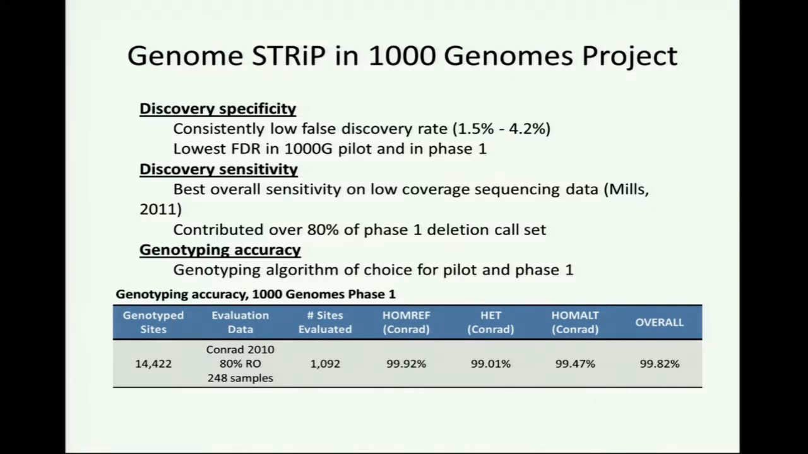We're not perfect, but in phase 1 of 1,000 genomes, about 80% of the deletion call set was called by Genome STRiP. A lot of variants were called by multiple algorithms, but if you did the Venn diagram, 80% of the total was called by Genome STRiP. And Genome STRiP was used to do all of the genotyping for large deletions in both the pilot and in phase 1 of 1,000 genomes. And our genotyping accuracy overall, benchmarked against this Conrad array-based data, was 99.82%.